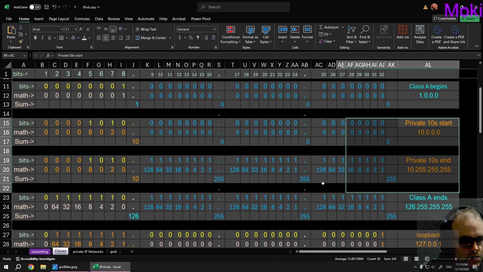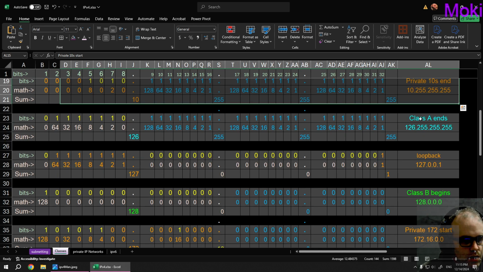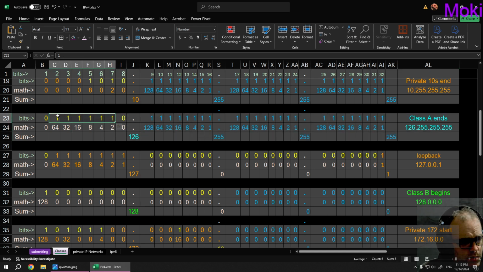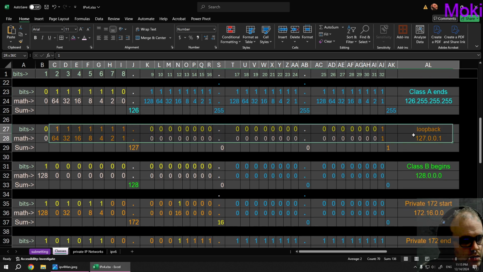And that's really huge. Class A ends here, at 126. There's a bunch of beeps in here. It goes 0, beep, beep, beep, beep, beep, beep. So there's 6 of them in there. This is loopback. This is very unique.